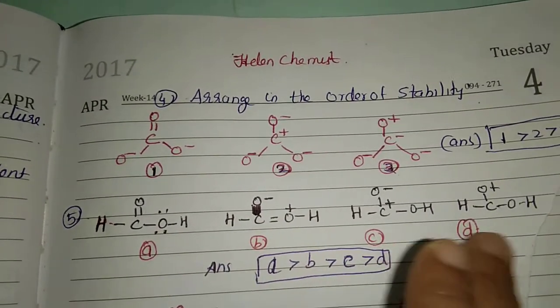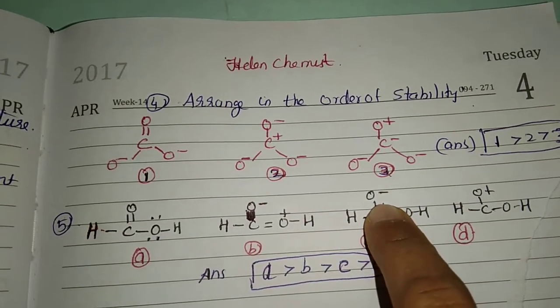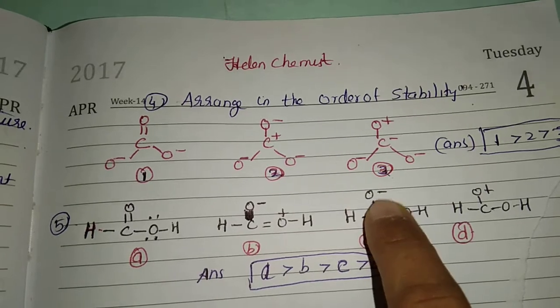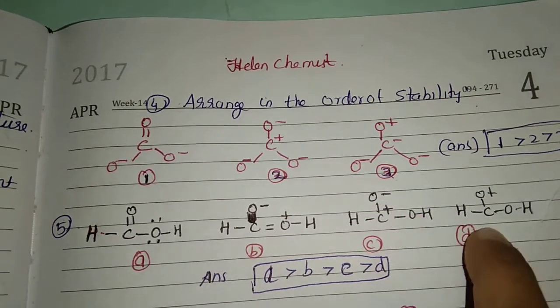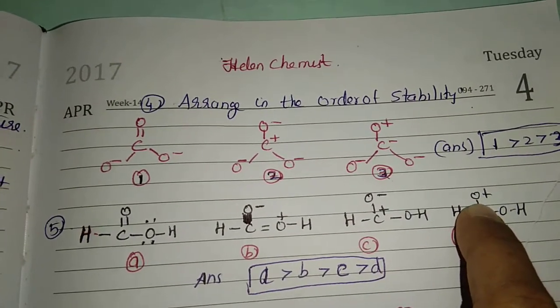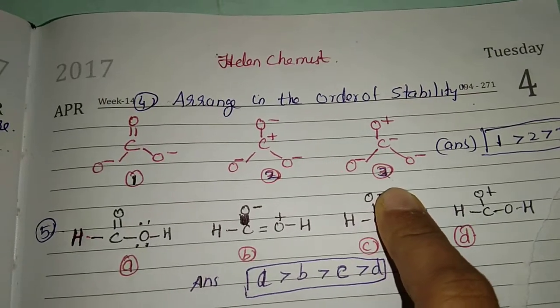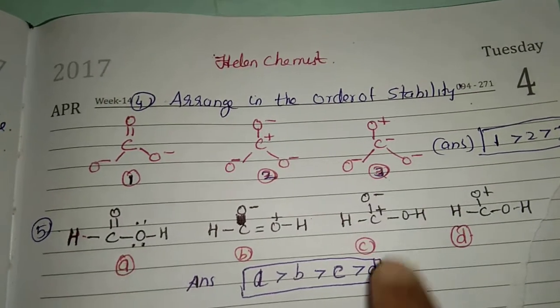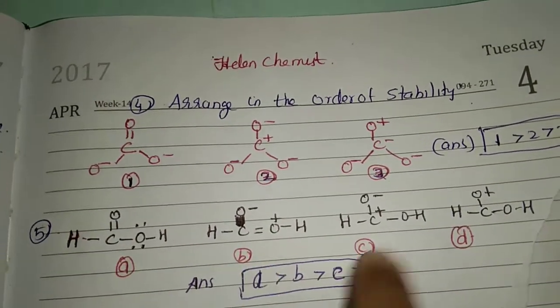Then compare C and D. In this, O is the more electronegative atom. Option C has a negative charge on oxygen, and option D has a positive charge on the oxygen atom. A more electronegative atom with negative charge is more stable. So C comes first, then D. So A, B, C, D.